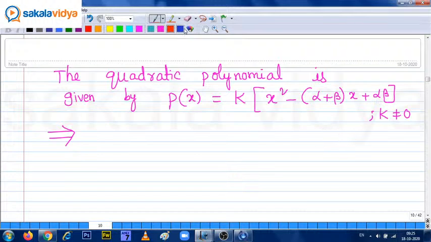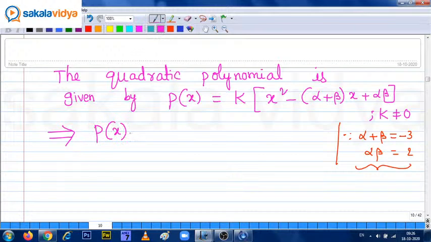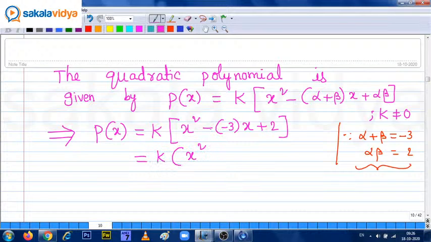So that means here, since alpha plus beta is equal to -3, alpha beta is equal to 2, these two values we need to substitute here. So therefore we get P of x equals to k times x square minus of -3 of x plus 2. This is k times x square minus into minus plus 3x plus 2.